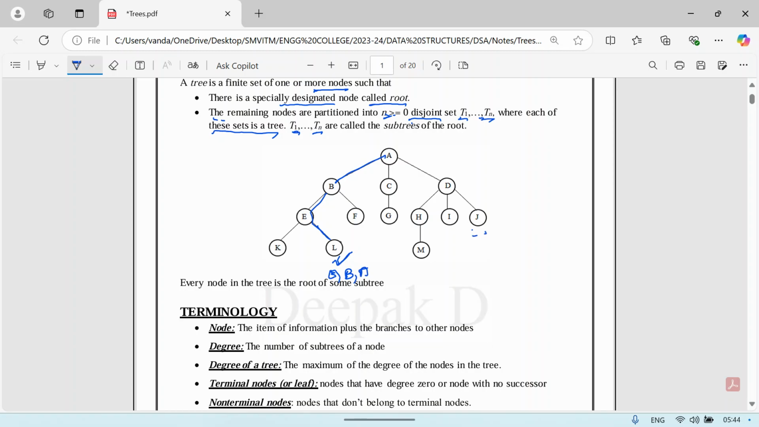Likewise, what is the ancestor of the J node? Can you tell me what is the ancestor of J? The nodes from itself to the root, in that path, whichever nodes come in between till the root, they are called the ancestors. So here J, this is one edge and this is one. In between I have A and D. So the ancestors of J are D and A. Can you tell me the ancestors of the M node? The ancestors of M are H, D, and A.